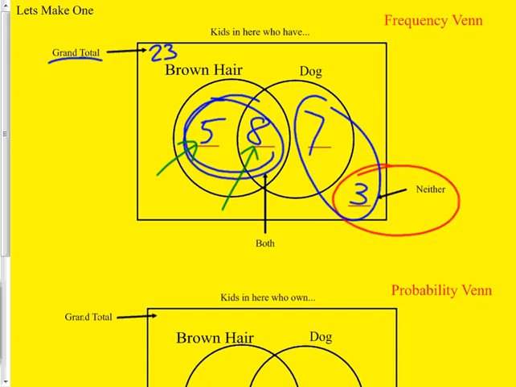So it's this or this, 5 or 8. So 5 or 8 out of 5 plus 8. See, or means like add. 5 plus the 8 out of 23. Does that make sense to you? Okay, now what's the probability that I get a person who has a dog?